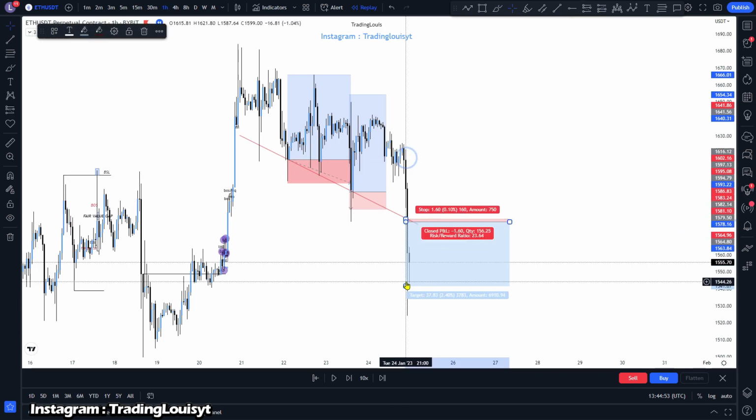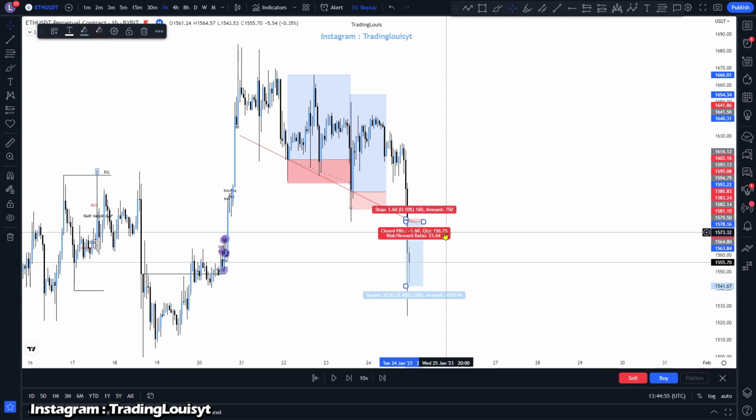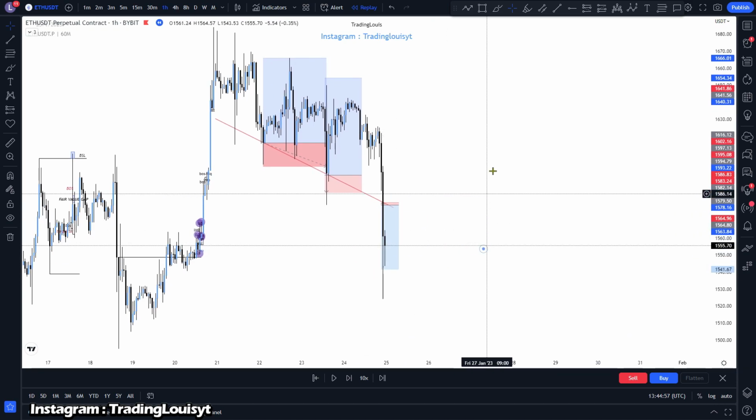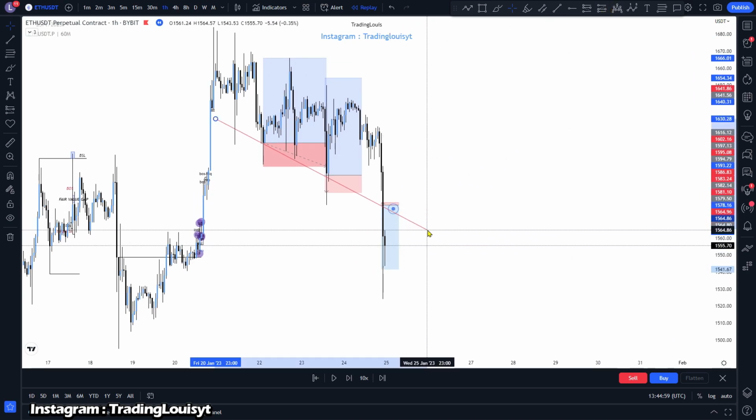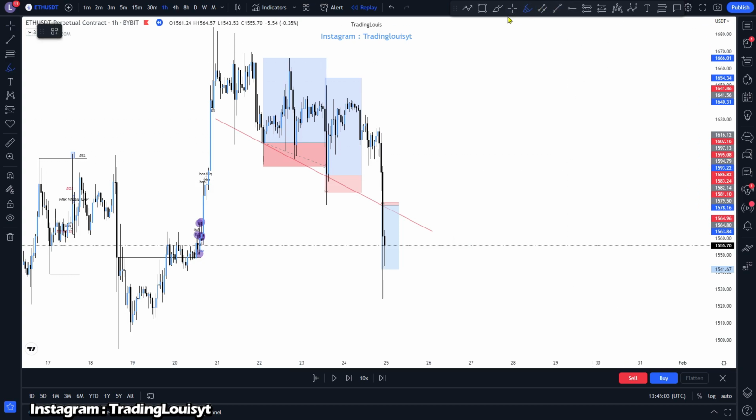So now everyone's opening short positions, hoping price will carry on to the downside. Everyone's opening short positions, thinking, oh, the price is just going to tap off this trend line right here and carry on back down.